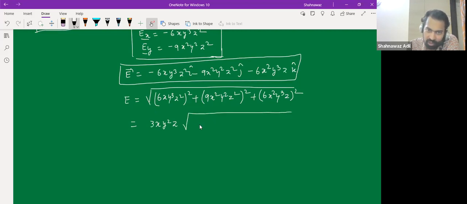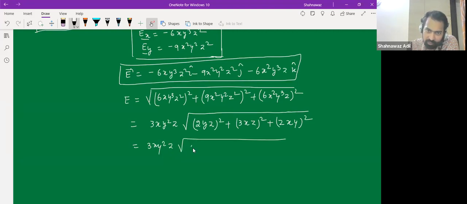So this would be 2x, and x we have taken outside, so this is (y z) whole square, plus this is 3, and this is x, and y square we have taken outside, (x z) whole square, plus 2, and (x y) whole square. So the electric field magnitude is 3xy square z times the root of 4y square z square plus 9x square z square plus 4x square y square. This is the magnitude of the electric field.